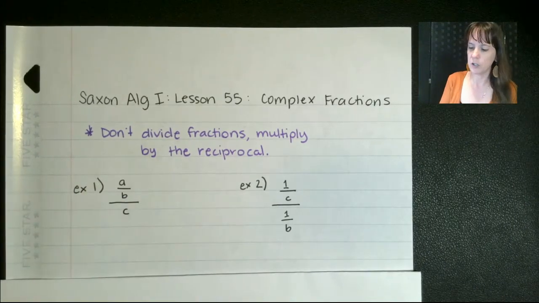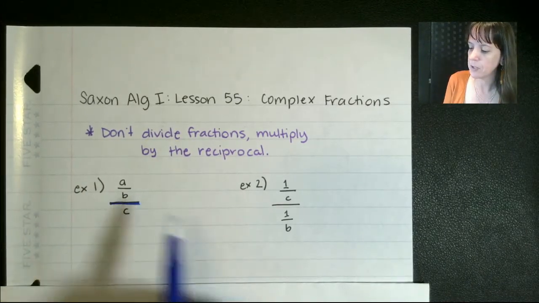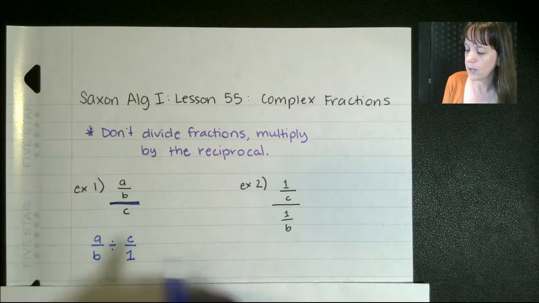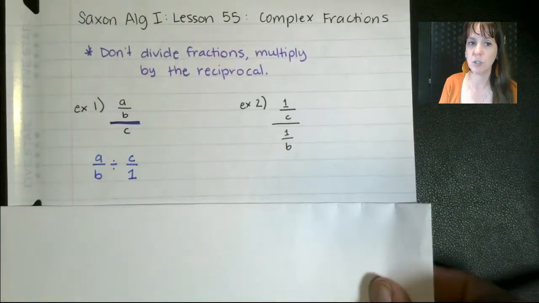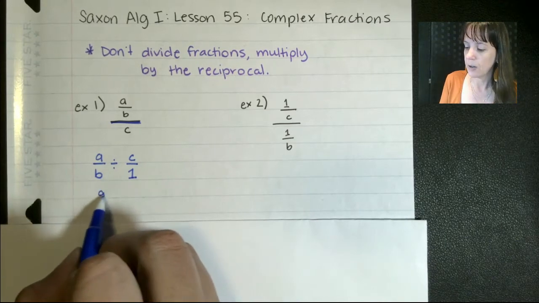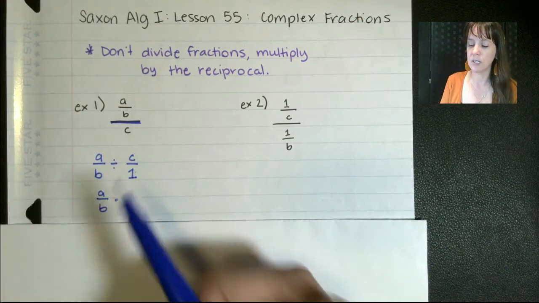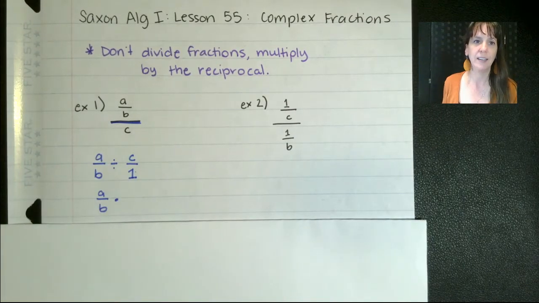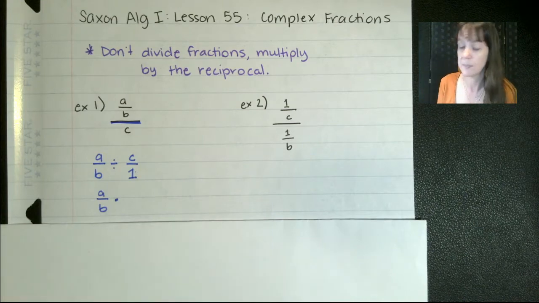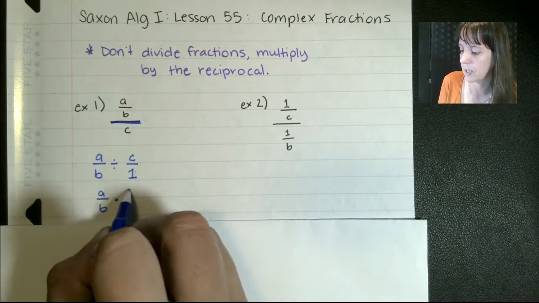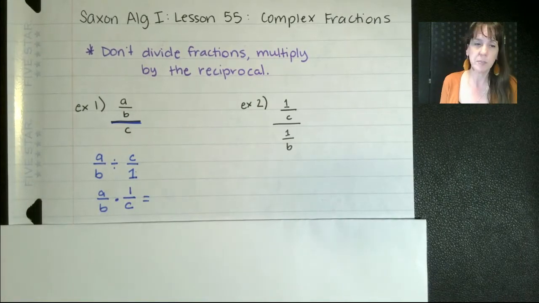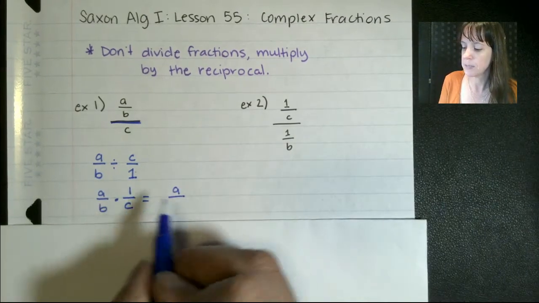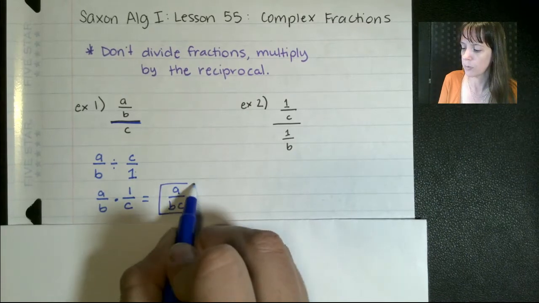For the first one, I'm going to show you if I rewrite it, and this is my division bar, right? So I've got a over b divided by c over 1. Now, I never divide fractions. Instead, what I do is multiply by the reciprocal. So this becomes a over b times the reciprocal of c over 1. And by the way, I just put that c over 1 because I'm allowed to do that to anything I've got, right? I'm allowed to put it over 1 to make it a fraction. So the reciprocal then would become 1 over c. And when I multiply fractions, I just multiply straight across the top, straight across the bottom. A times 1 is a, and the bottom b times c is bc. So my solution would be a over bc.